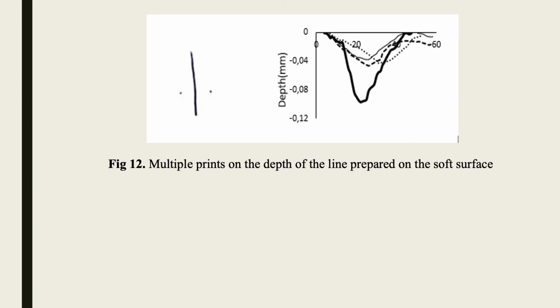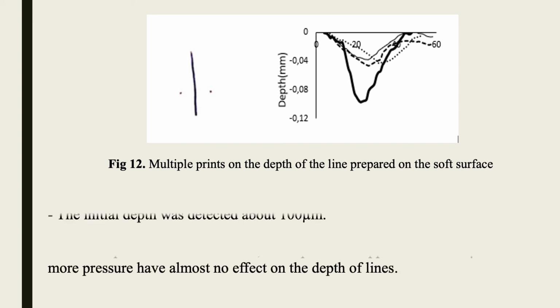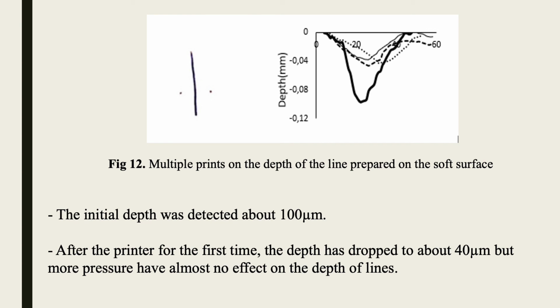This line is prepared on a soft surface and passed through multiple printers. The initial depth of the line was measured about 100 micrometers, as seen in the figure. After passing the paper through the printer for the first time, the depth dropped to around 40 micrometers, and further printing seemed to have almost no effect on the depth of the lines. This is an interesting result that shows that the first print probably causes a more rigid groove structure on the paper, which preserves itself during the other printing.